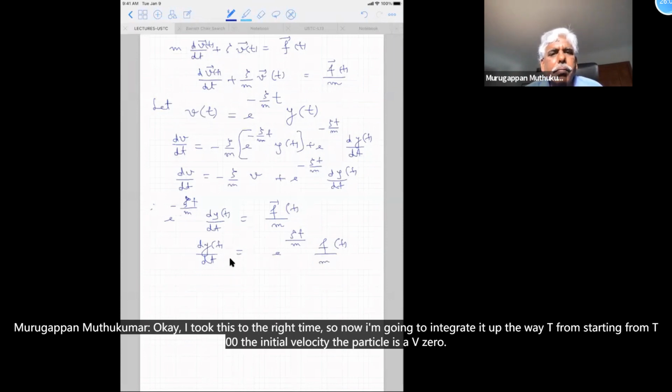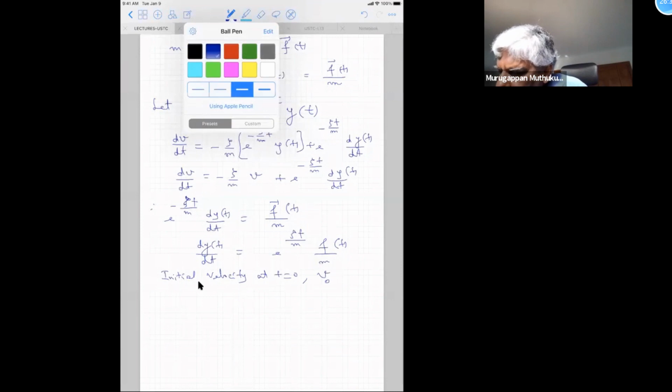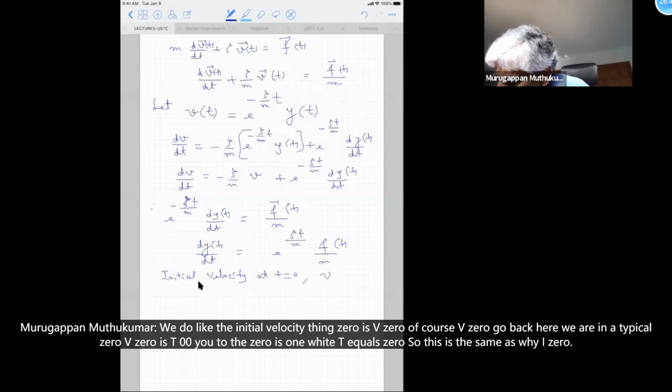Now I'm going to integrate it out, starting from t is equal to 0. The initial velocity of the particle is, say, v0. Initial velocity at t is equal to 0 is v0. Going back here, when t is equal to 0, e to the 0 is 1, so y at t is equal to 0 is the same as y at 0.